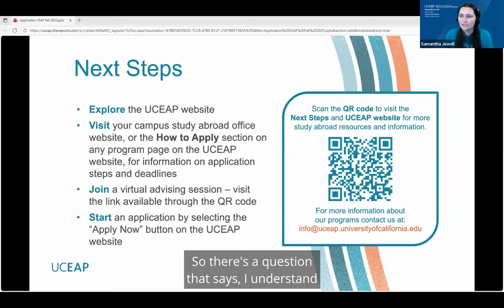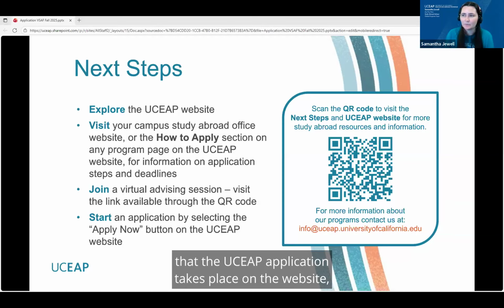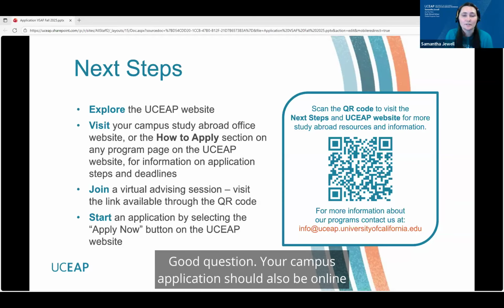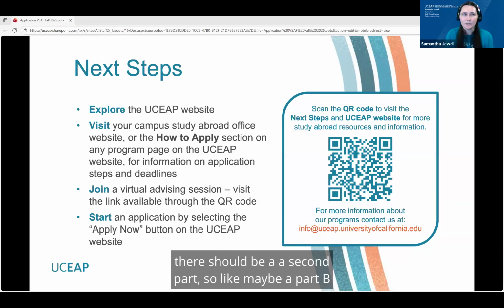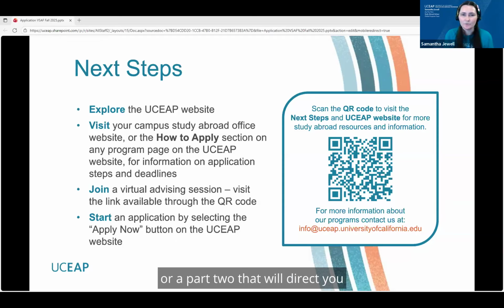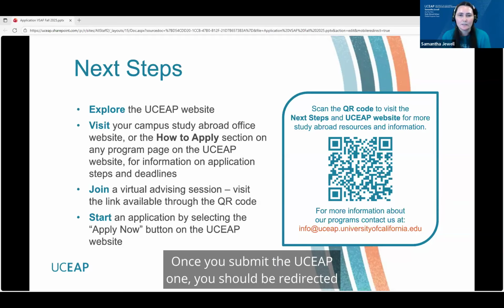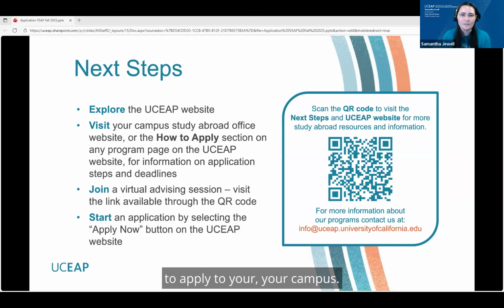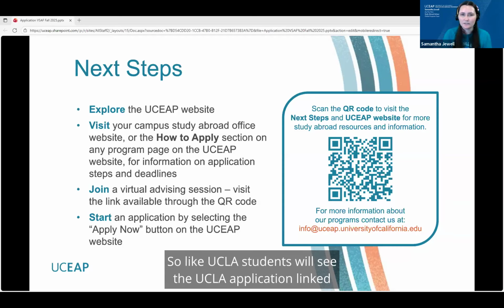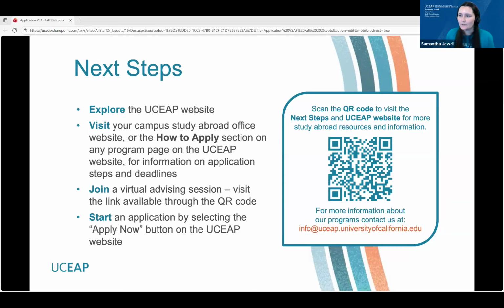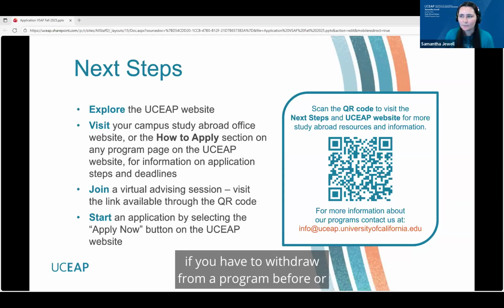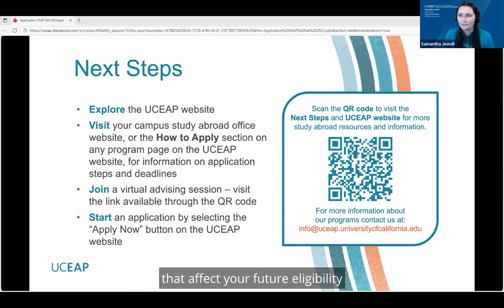So there's a question that says, I understand that the UCEAP application takes place on the website, but what about the campus application? Good question. Your campus application should also be online. When you fill out the UCEAP application, there should be a second part, maybe a Part B or a Part 2, that will direct you to your campus applications. Once you submit the UCEAP one, you should be redirected to apply to your campus. So UCLA students will see the UCLA application linked. UC Santa Cruz students see the Santa Cruz one linked.